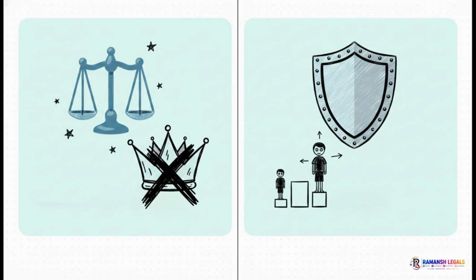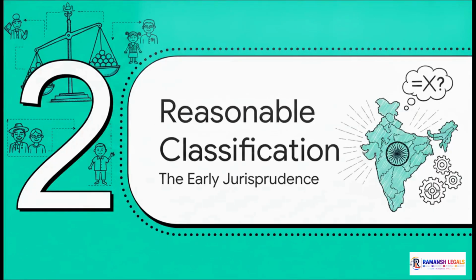Then we have equal protection of laws, which comes from the American Constitution. This one is a positive concept. It requires the state to ensure equal treatment under equal circumstances. It's an acknowledgement that society isn't totally uniform, and sometimes true equality actually means treating differently situated people differently. And that positive concept perfectly tees up Section 2, the Doctrine of Reasonable Classification and the early jurisprudence surrounding it.